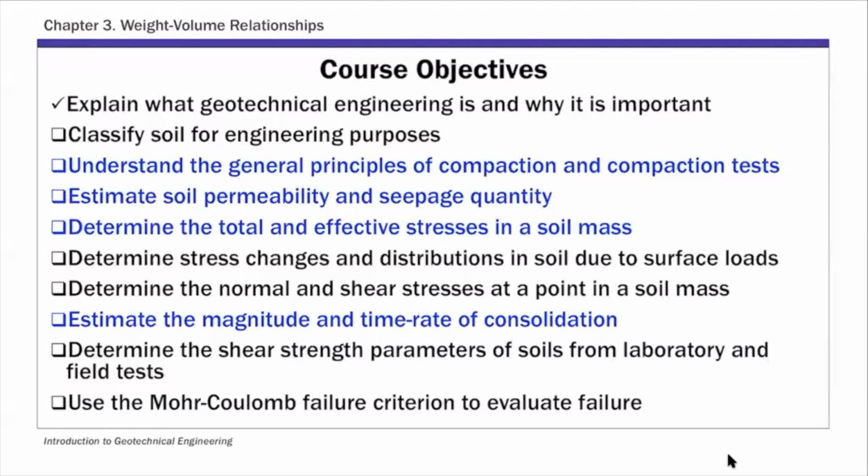The weight-volume relationship is directly related to several of our course objectives, including compaction. For compaction, you need to know the dry unit weight of soil. For soil permeability and seepage, you need to know void ratio and porosity, and you need to know water pressure. For total and effective stress, you need to know the unit weight of soil, which is a weight-volume relationship problem. And for consolidation, you definitely need unit weight. You need to estimate stress change. So many of these course objectives are directly related to what we are going to talk about today.